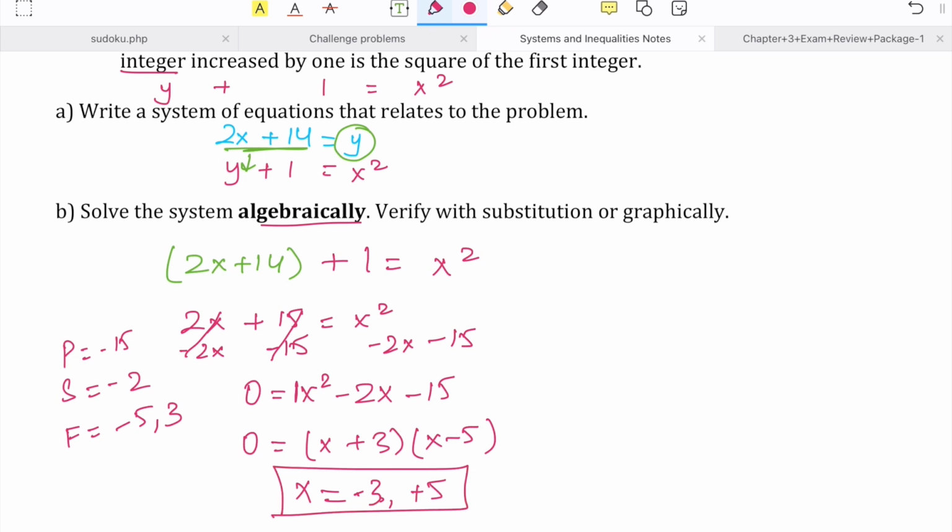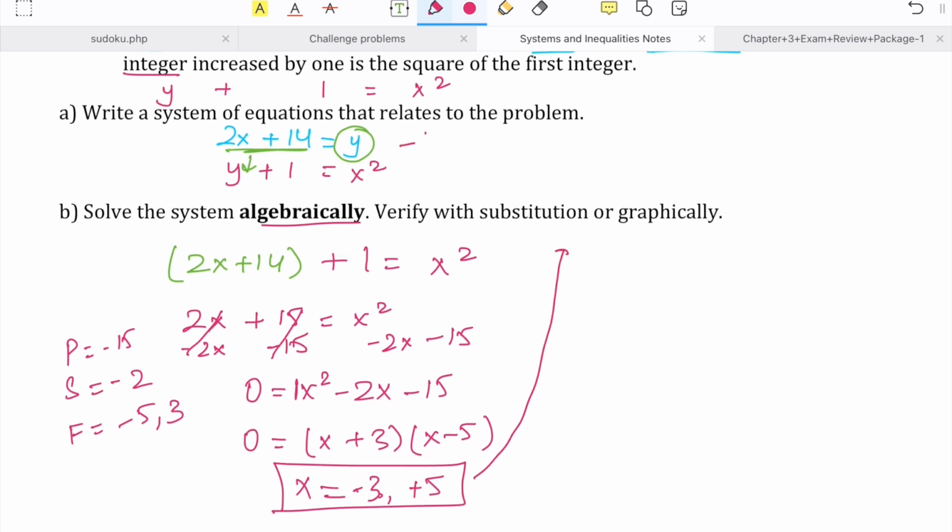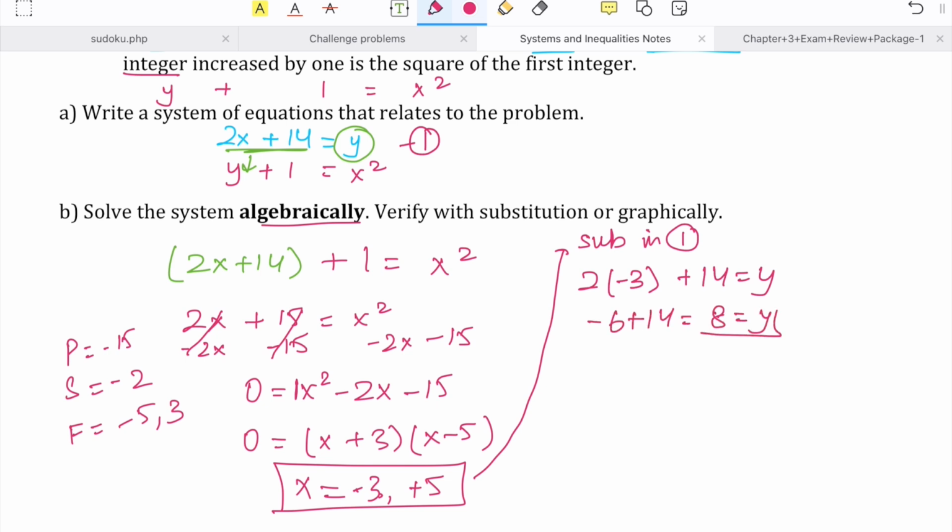Okay, so now that we have that, we're not done yet. We'll also have to find the y value. So we can sub in 1, right? Sub in 1, and we get 2x, which is negative 3, plus 14 is equal to y. So it's negative 6 plus 14, and that's 8 is equal to y, right? So it'll be negative 3 comma 8.